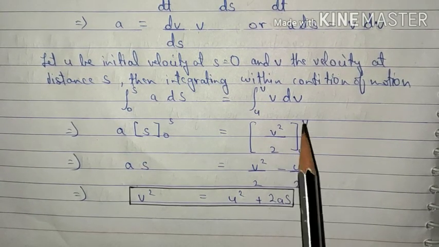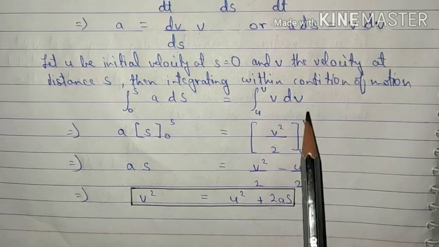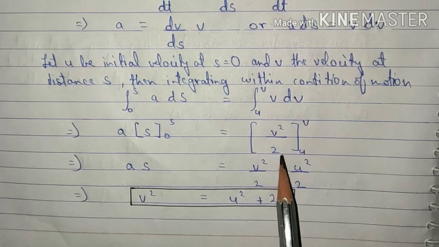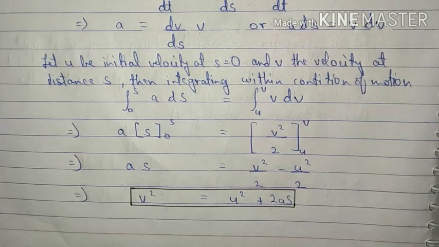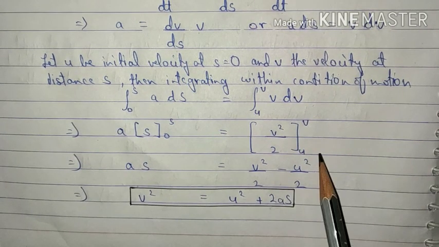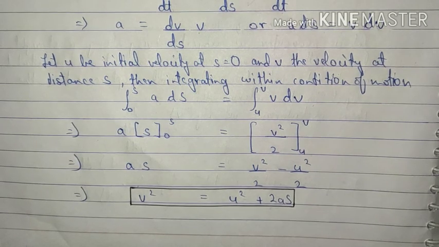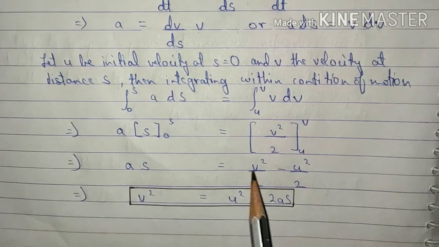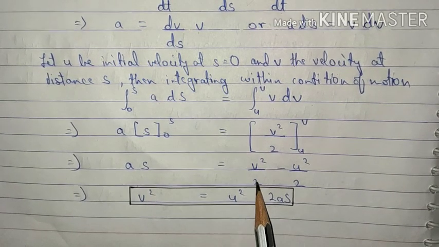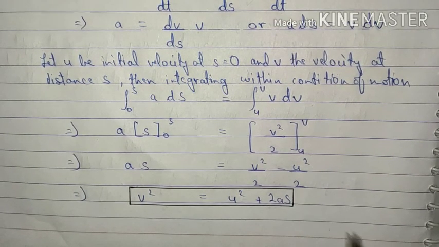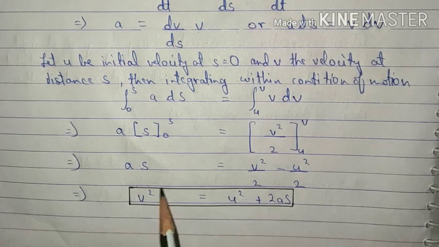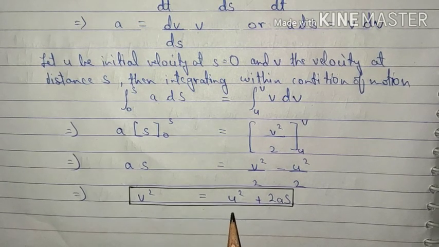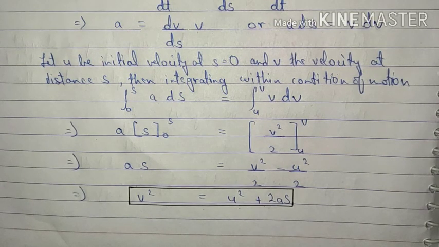However, on integration of v dv, we get v square upon 2 by putting the formula x raised to the power n plus 1 whole upon n plus 1, and we have applied the limits over here, which is u to v. This can be written as as, which is equal to v square by 2 minus u square by 2. Rearranging it, we can write it as v square is equal to u square plus 2as, which gives us the third equation of motion.